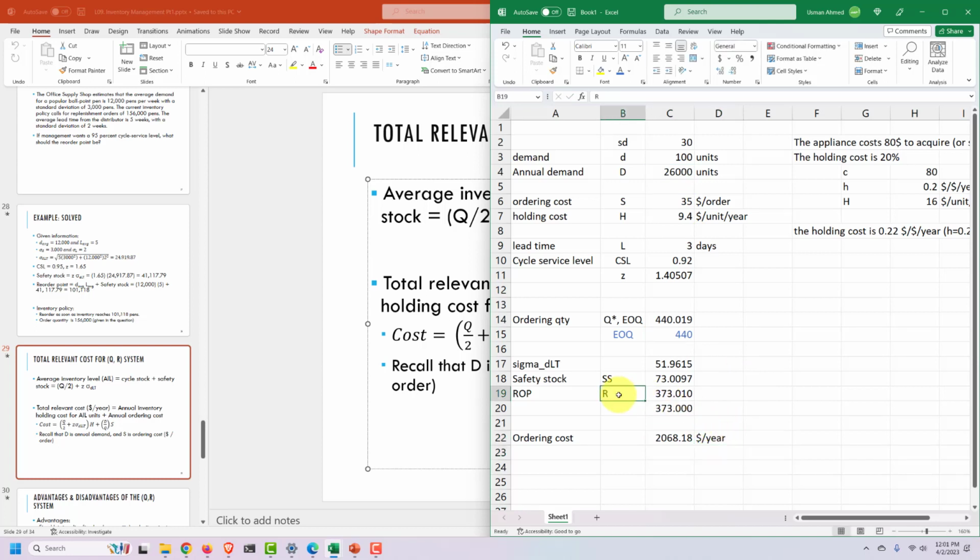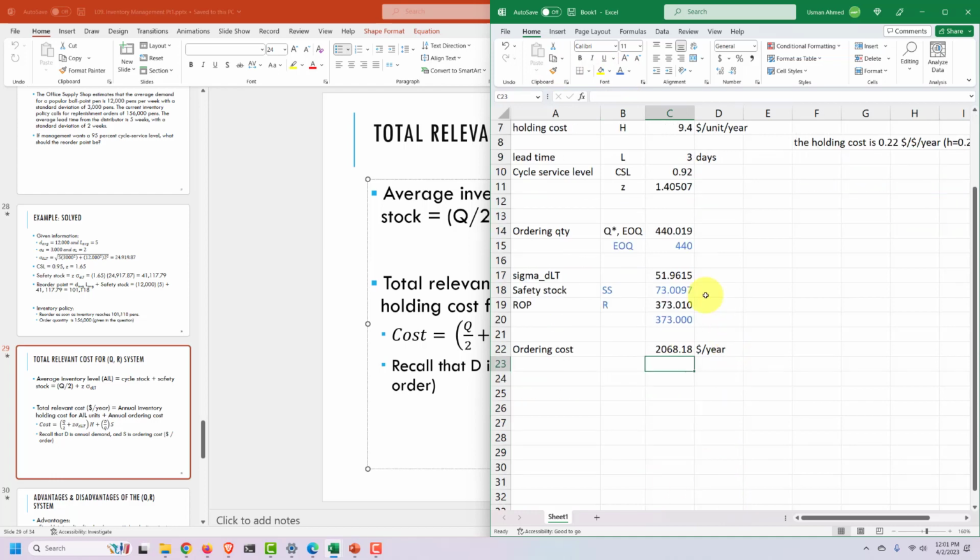Okay. And this is your R value, the reorder point value. And I guess safety stock is important too. We can make it blue too. Safety stock is right here. Then we need the holding cost. So that's going to be Q over 2.